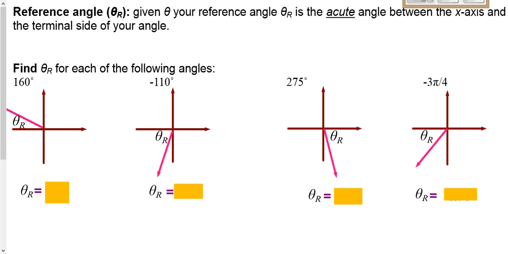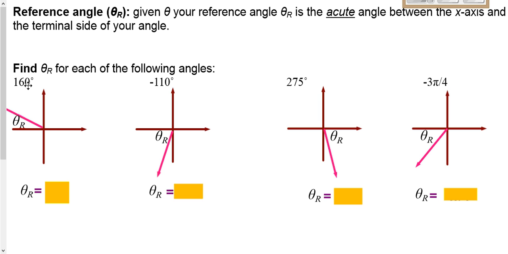We're going to take a look at our reference angle. Reference angles are nice because they allow you to work out a lot of problems without having the whole unit circle memorized. All you really have to do is know the first quadrant. Your reference angle is always an acute angle, always between 0 and 90 degrees, and it's always the angle between the x-axis and the terminal side of your angle.